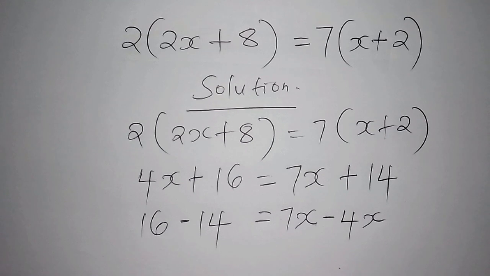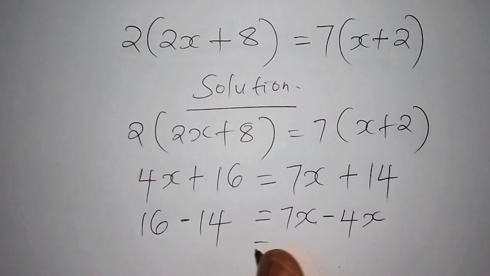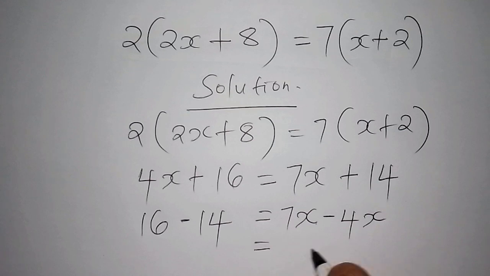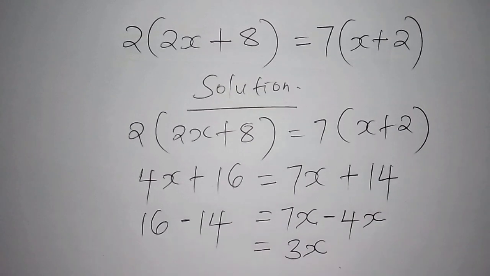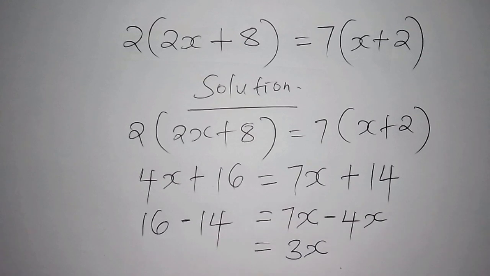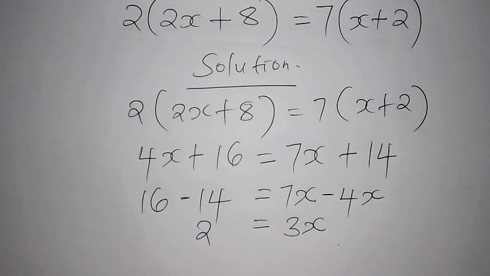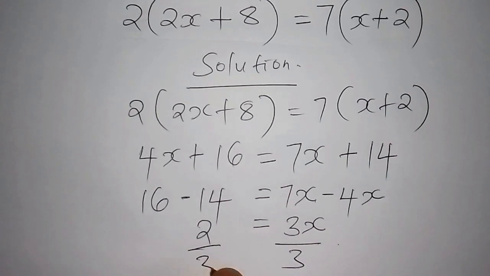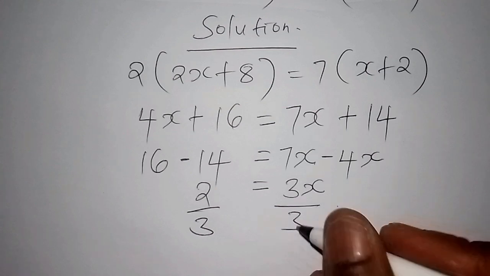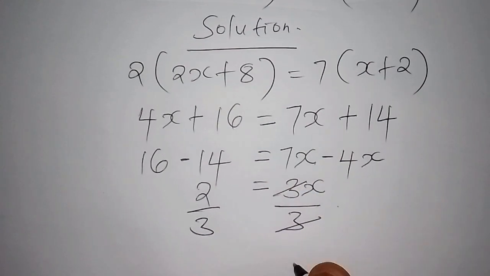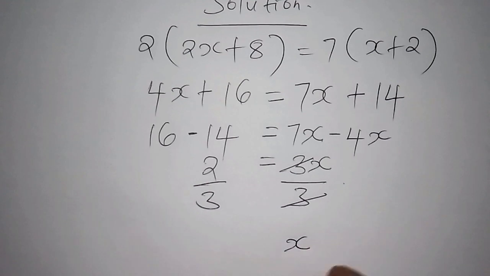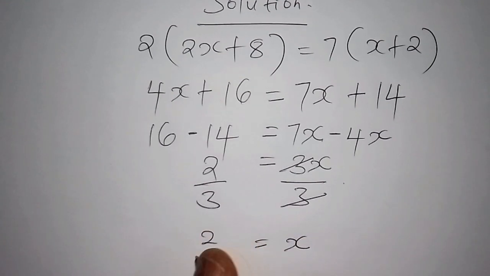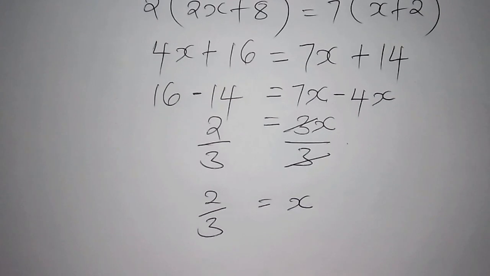So what do we do next? We just work it out the way it is. This is equal to 7x minus 4x, we shall have 3x. So we write 3x is equal to 16 minus 14, and we shall have our answer as 2. So how do we go about it once we reach this point? We just have to divide both sides by 3 to remain with x. So divide by 3, divide by 3. 3 divided by 3 is 1, so x is equal to 2 over 3.